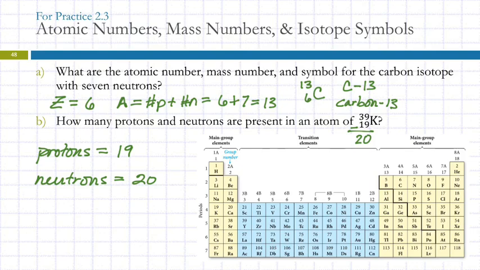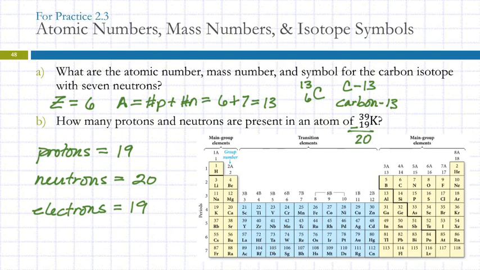That does not mean that you can't use your calculator to do that, because some of us are a little rusty doing simple math in our heads, and I don't care about that. I just want you to get the right answer. Okay? So 20 neutrons. How many electrons would there be? 19. Because there's 19 protons.